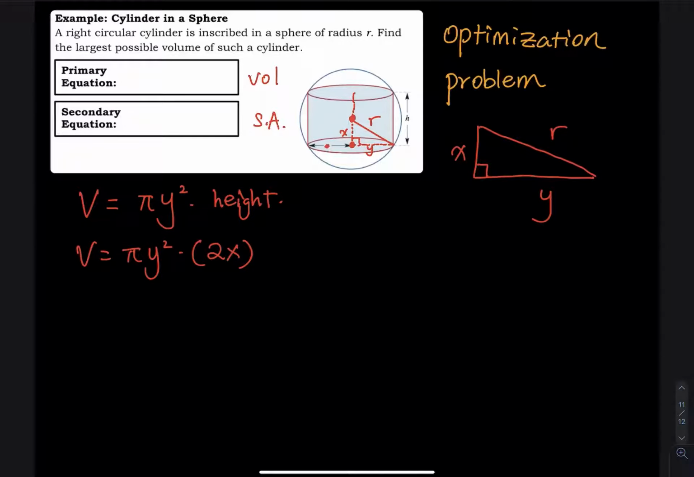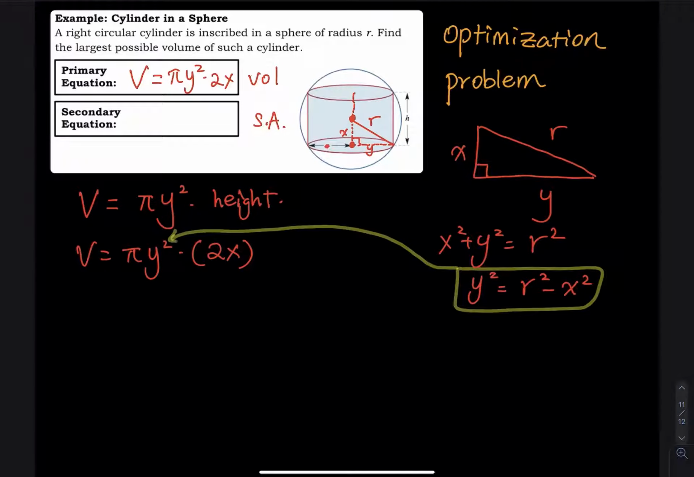Now we have a volume equation with two variables. Volume is equal to pi y squared times 2x. We have to make a substitution because I cannot work with one function with two variables. So how do I get rid of one of the variables? To get rid of one of the variables, we need this triangle right here. This is a right triangle. Using the Pythagorean theorem, we have x squared plus y squared equals r squared. We have a y squared in the volume function, so let me put the y squared in terms of x. So y squared is equal to r squared minus x squared. I am going to put this y squared in here.